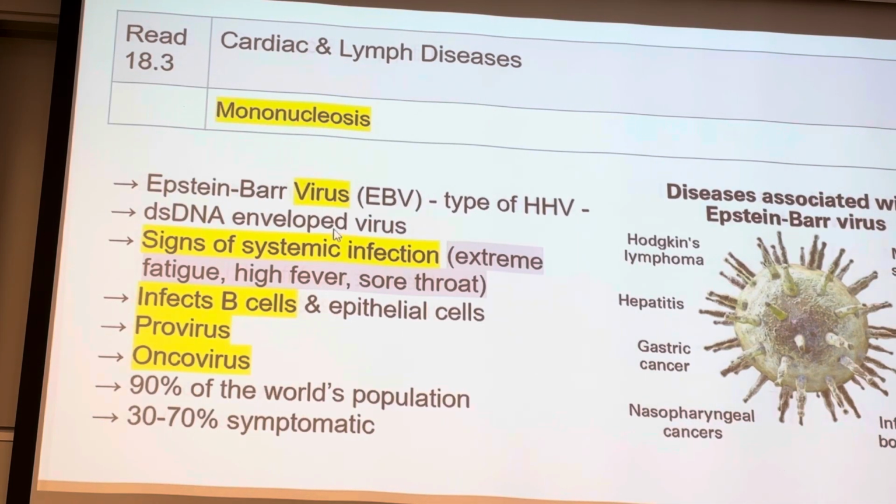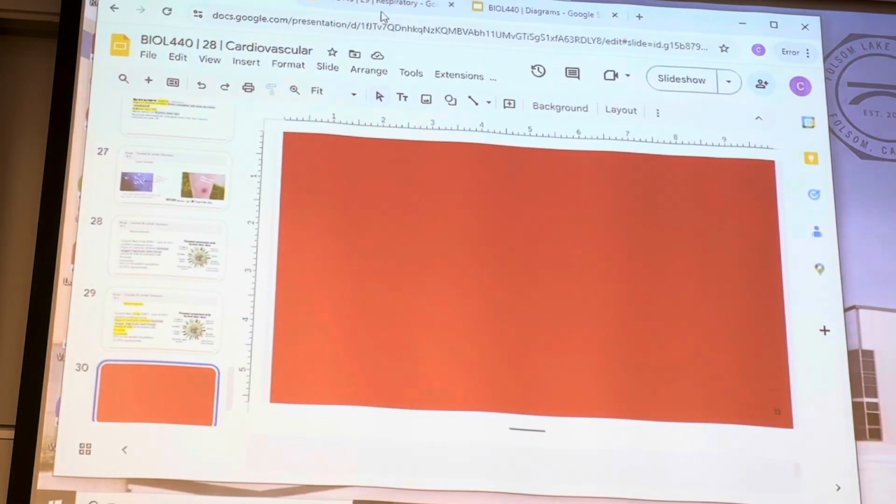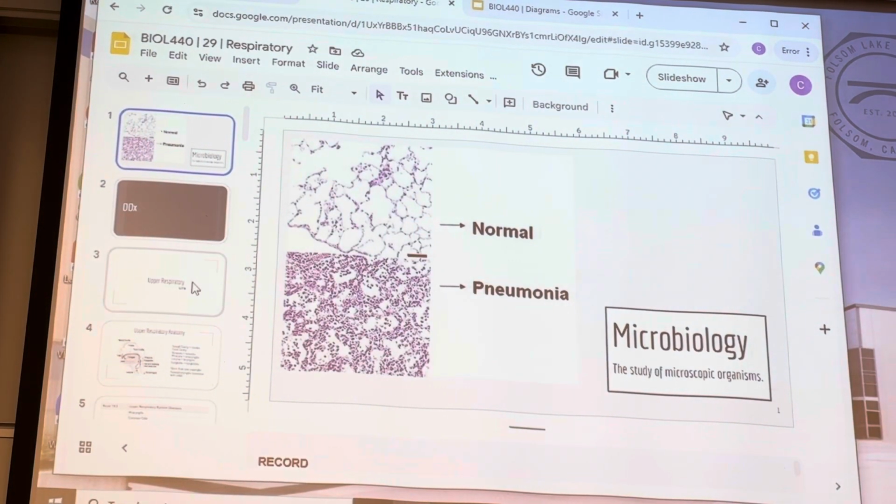And then mononucleosis is a virus, signs of systemic infection, and it's a provirus and an oncovirus. So those are just things to review. Okay, so let's get going really quickly on respiratory.